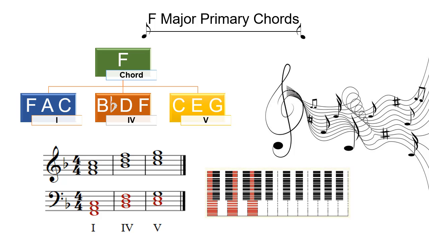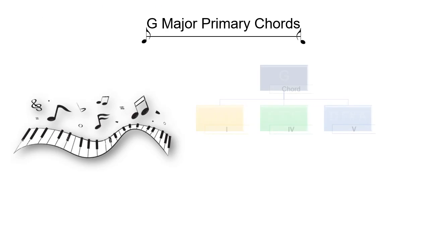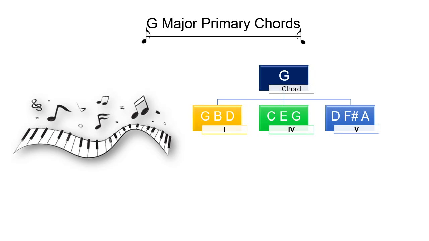So now let's go to the very final one, which is G major primary chords. The G major primary chords, just as the name implies, the chord 1 is going to be on G. Chord 4 will be, you have to count 4 steps from G again, G, A, B, C. So starting from C. Then the chord 5 will start from the 5th from G, which will be G, A, B, C, D, which is the 5th.